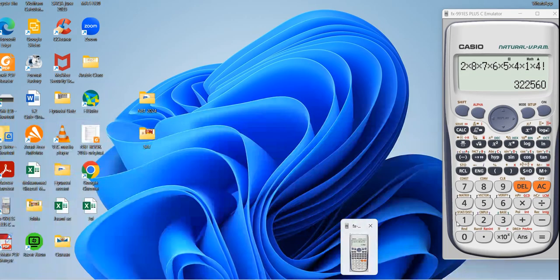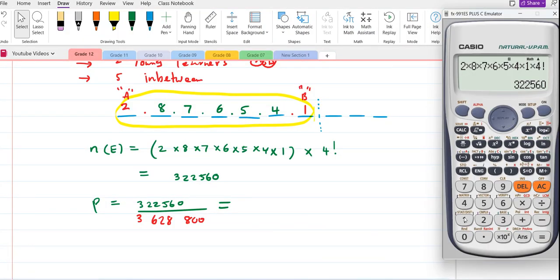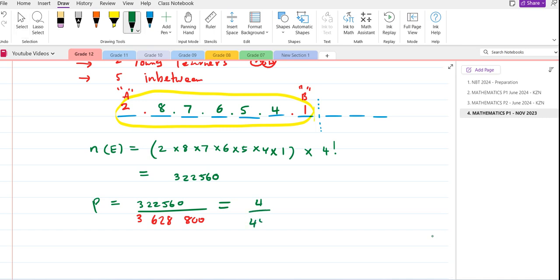Let's put it onto the calculator. Divided by, let me just write 10 factorial. 10 factorial, that's 4 over 45. 4 over 45. I hope you guys understood this.